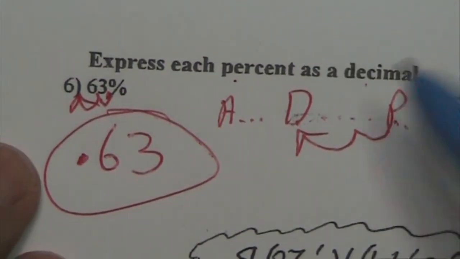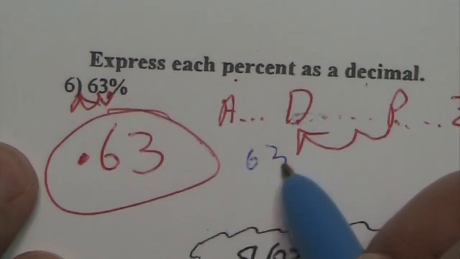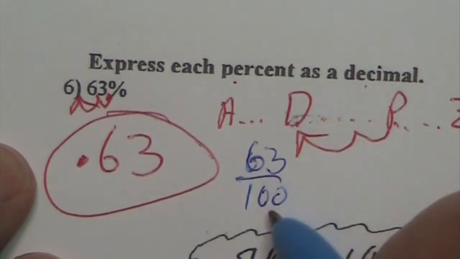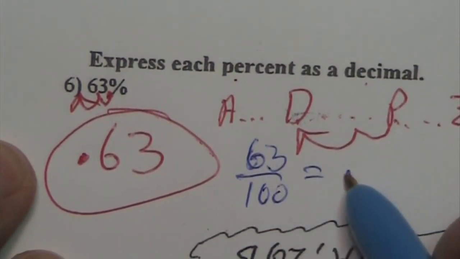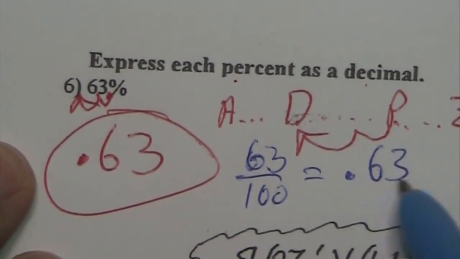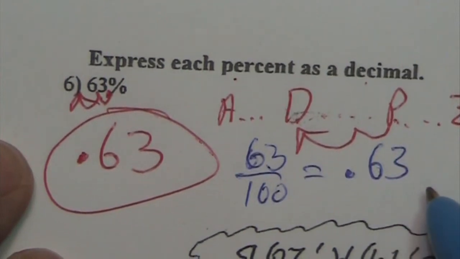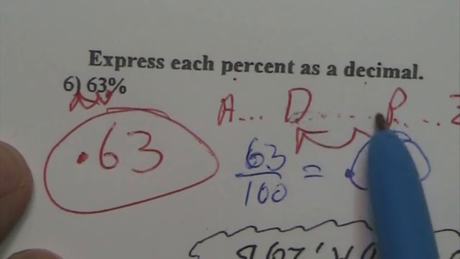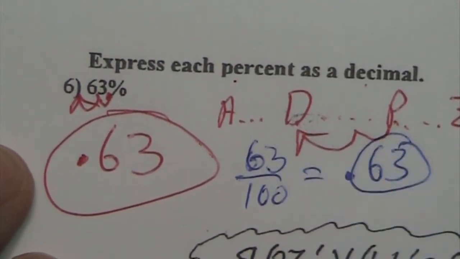By the way, the other way to look at this is 63 over 100. 63% means over 100. And that's the same as 63 hundredths, 0.63. So it could be done either method. It's just that this one we learned to memorize. It's very simple just to move the decimal back and forth.